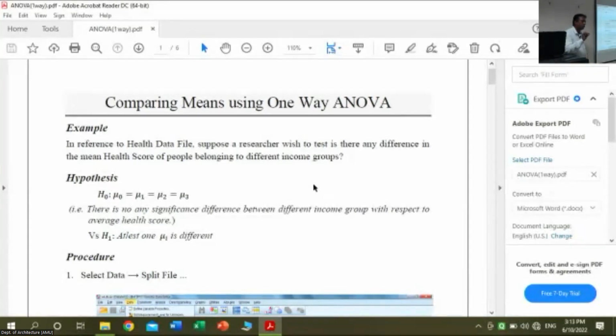So here H1 will be written like this: at least any two of the means differ significantly, because population 1 and population 2 may be the same, but population 1 and population 3 may be different. Similarly, population 2 and population 4 may be different. So some groups may be the same and some groups may be different. That's why H1 is written as: at least one of mu i is different. So this is the initial step, and it is a very crucial step. Unless you state your hypothesis correctly, your analysis will not be correct.